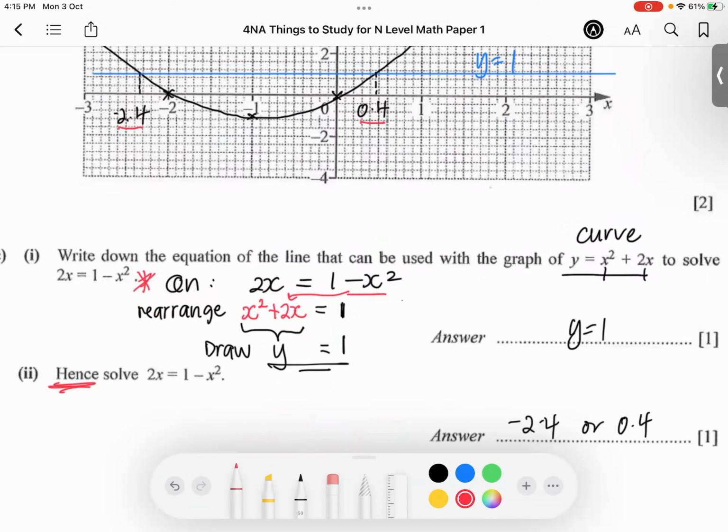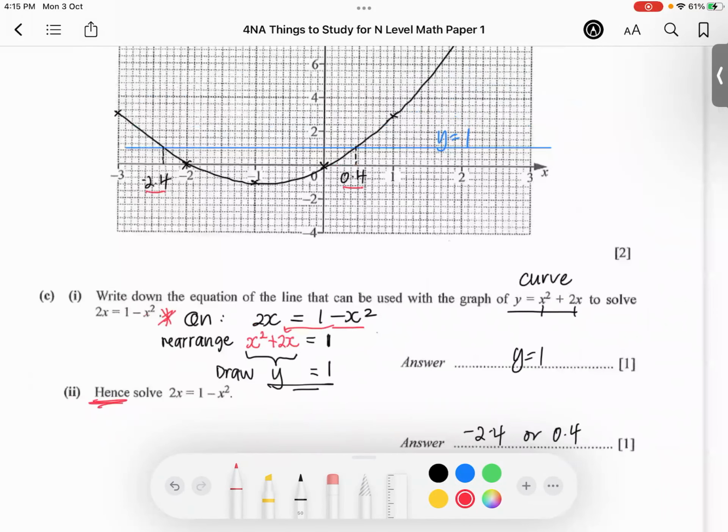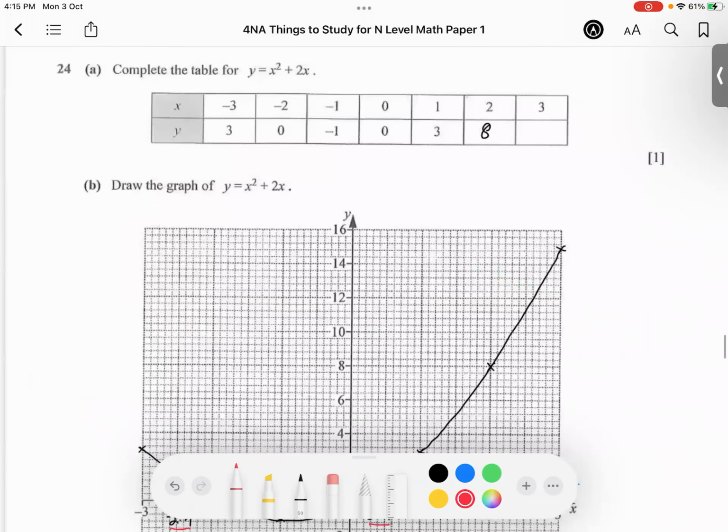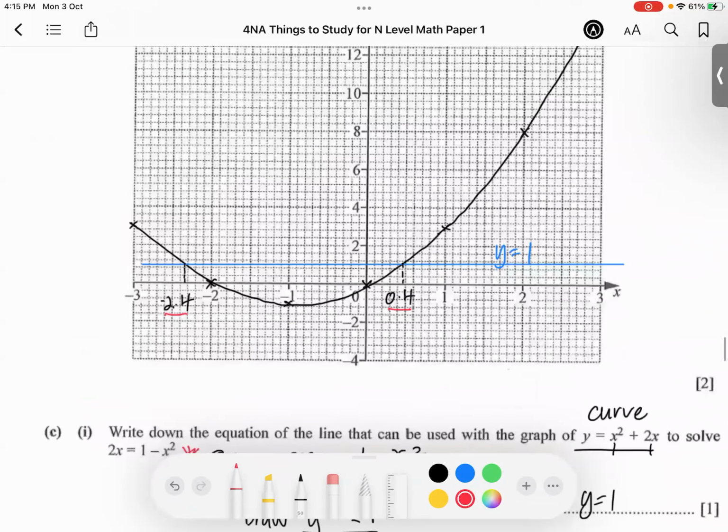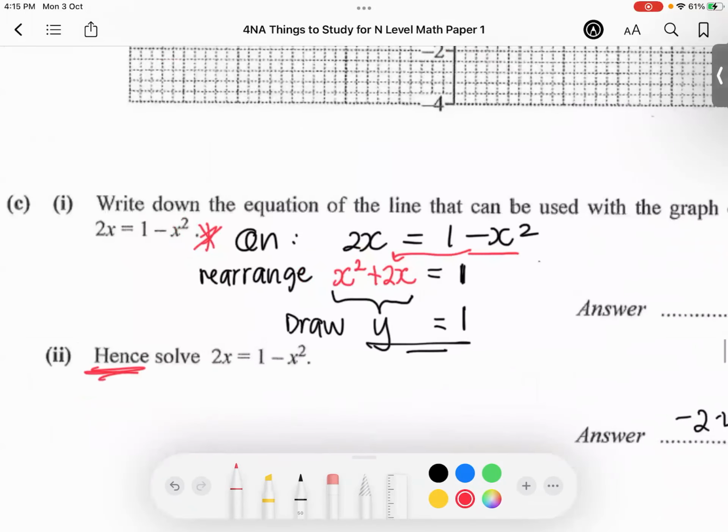For this portion, these two parts, are you okay? The one that says draw a suitable line, the one that draws a suitable line. Do you need me to explain this part again? Anyone need me to explain this part?